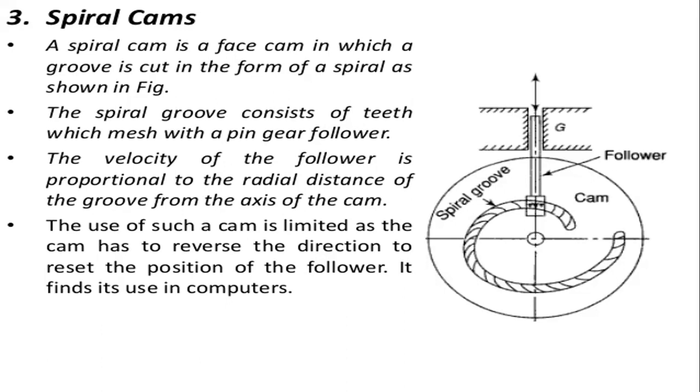A spiral cam is a face cam in which a groove is cut in the form of a spiral. This spiral groove consists of teeth which mesh with a pin gear follower. This is the pin gear follower, in which a pin is set on the lower end of the follower and is fixed in the spiral groove, forming the attachment of the cam and follower.